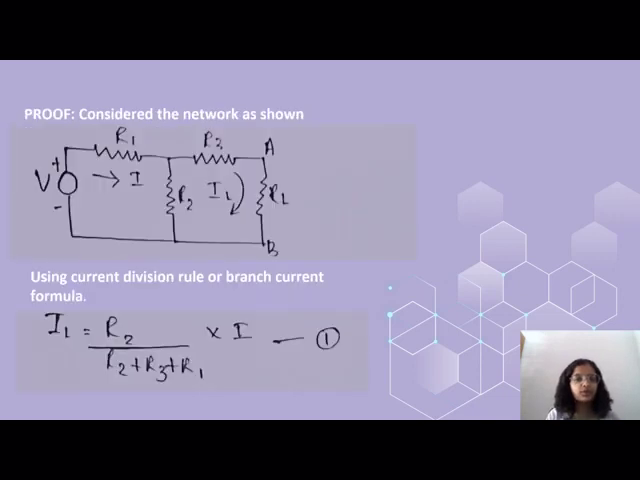Here is the proof for Thevenin's theorem. We are considering the network as shown below. Further, applying the current division rule or branch current formula to the branch of the network consisting of the load resistor, we can obtain the load current equation as R2 by (R2 plus R3 plus RL) into I. This load current equation is considered as equation number 1.